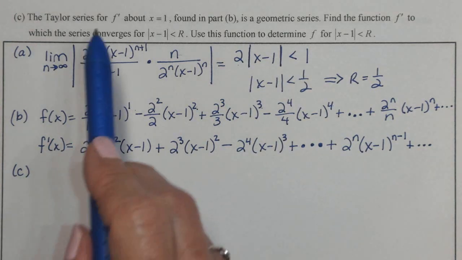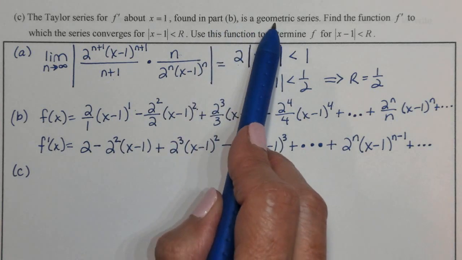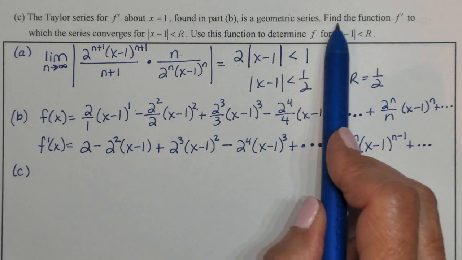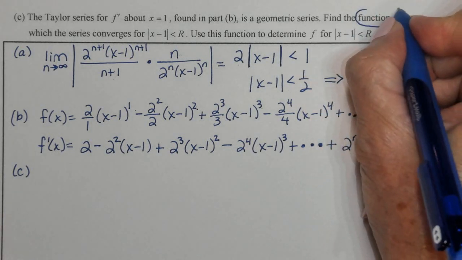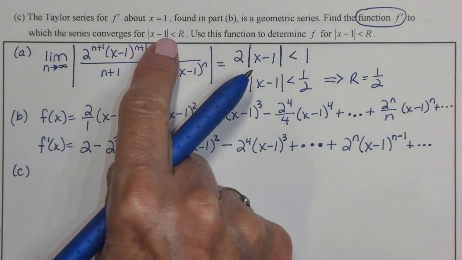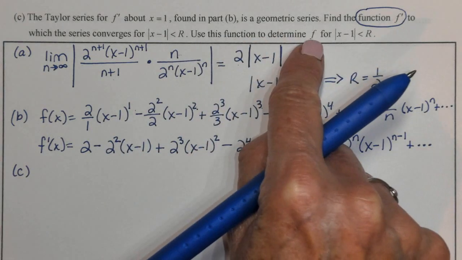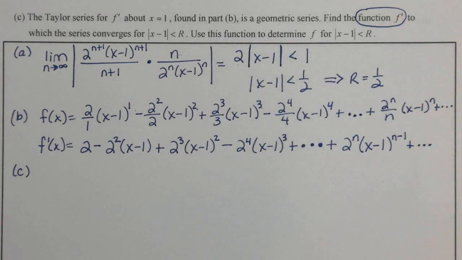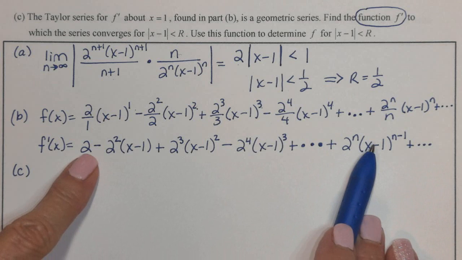The Taylor series for f prime about x equals 1 found in part B is a geometric series. Find the function f prime to which the series converges on its radius of convergence. Then use the function to determine f. Okay, well, first things first, let's find the function. They're telling me that this is geometric, and it is geometric.